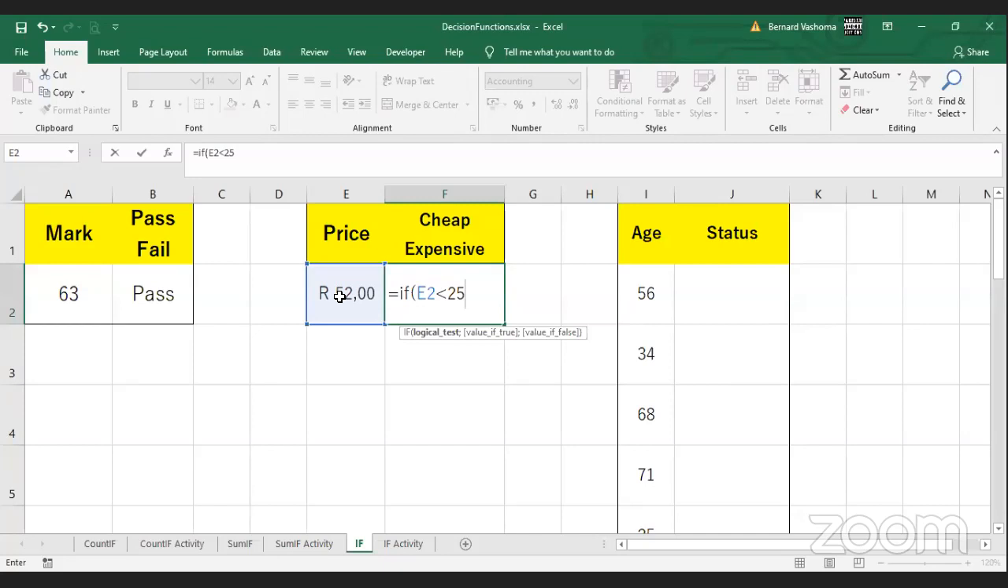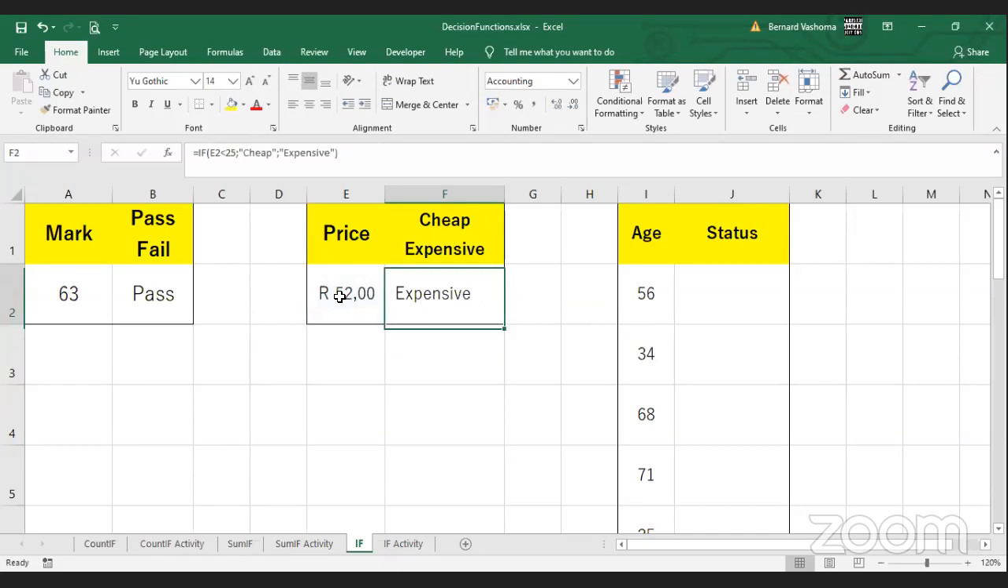All right. So like we said, we want it to display what? Cheap if the condition is met. So we type "cheap" like that. But then if the condition is not met, we type "expensive". All right. So our function is complete. There you have it. It says expensive. Why? Because 52 Rand is greater than 25. If you put 24 there, it now displays cheap. So I hope you're following how this works. All right. Let's do it one more time.